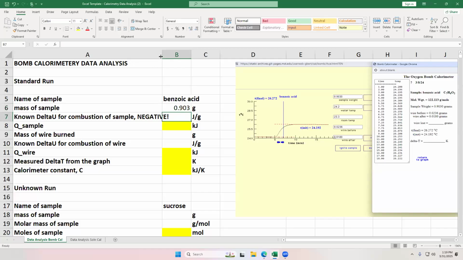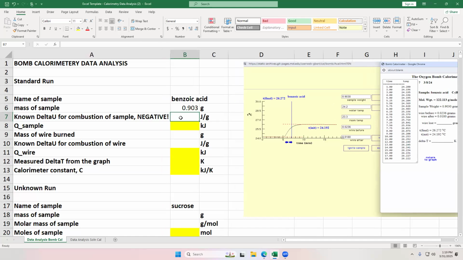And the known delta U for the combustion of your sample on a per gram basis. What you need to do is look at the bottle that has the benzoic acid. What's the value? Give it to me in megajoules per kilogram. 26.454. But that's megajoules per kilogram. So what would that be in kilojoules per gram?